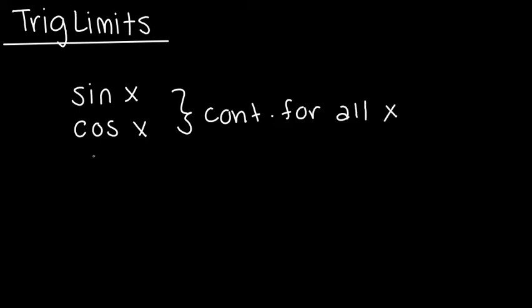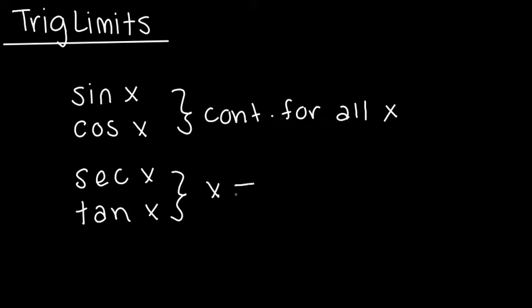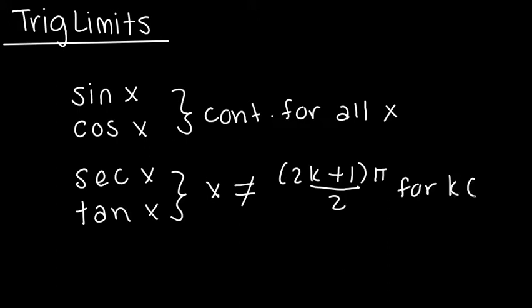Okay, and then let's look at secant and tangent. Secant and tangent both have the same discontinuities. They are discontinuous at all x which are equal to the quantity 2k plus 1 times pi all over 2, for k being any integer. It can be plus or minus, so it can be 0, -1, +1. So that's what the plus minus sign comes for.